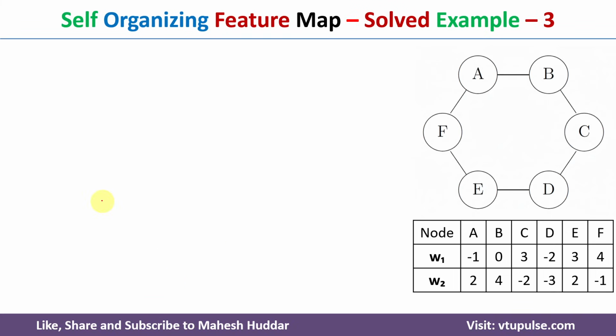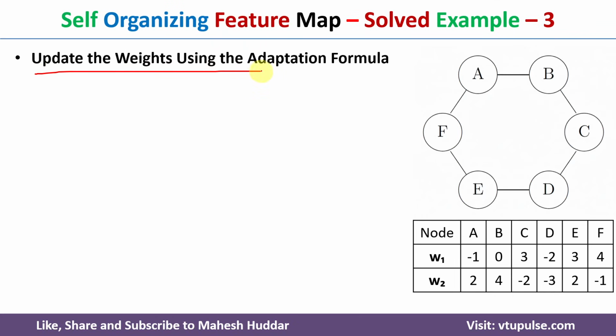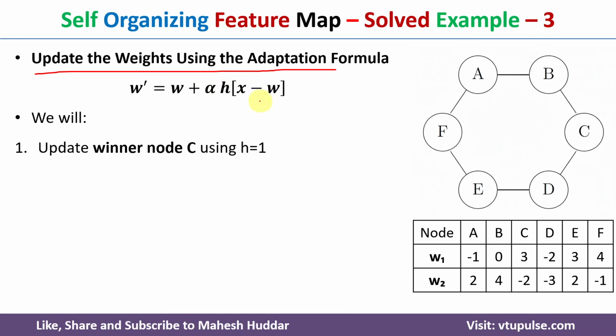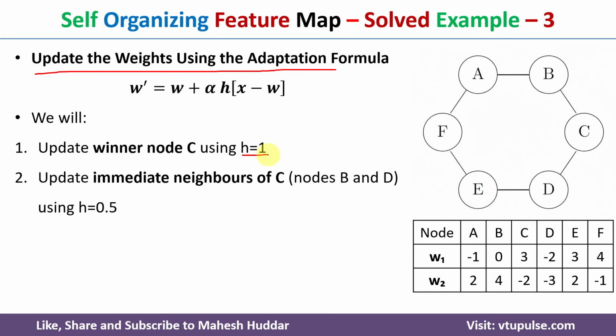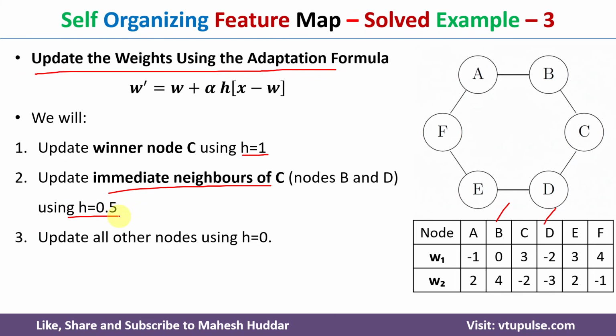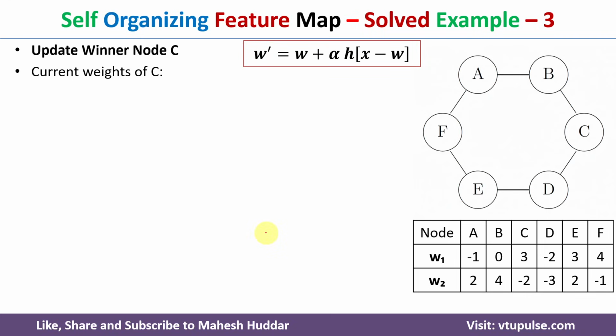Once you find the winning node, next we need to update the weights using the adaptation formula, that is W dash is equal to W plus alpha H into X minus W. First, we need to update the winner node by considering H is equal to 1. Next, we need to update the immediate neighbors of C, those are B and D, by considering H is equal to 0.5. And next, we need to update all other nodes using H is equal to 0. So, first I will update the winner node C by considering H is equal to 1. We need to use this formula. Here we can see that initial weights of C are 3 and -2 and X value is 2 and -4.